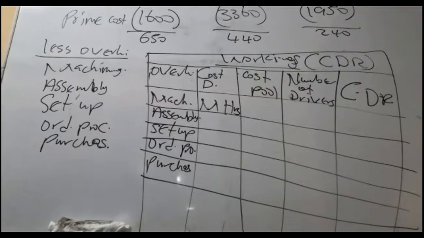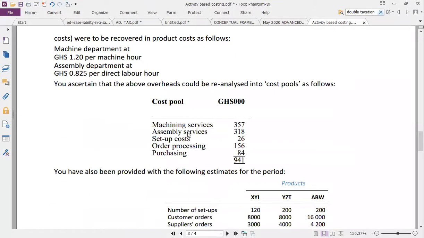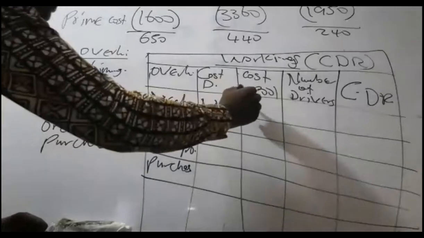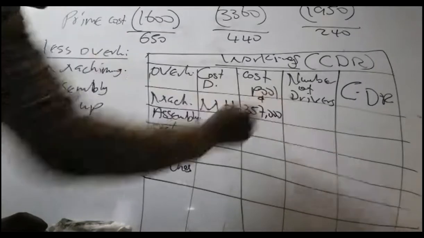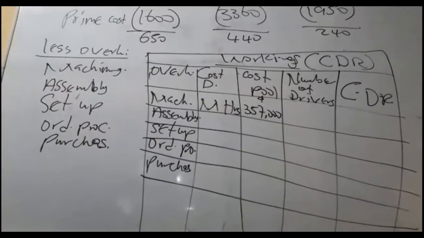So let's get the cost pool, total machine cost. Machine cost is what? 357,000. Please, to avoid trouble, bring all the 3 zeros. So 357,000 for this particular one. So the cost will be like this: 357,000. That is the cost pool.